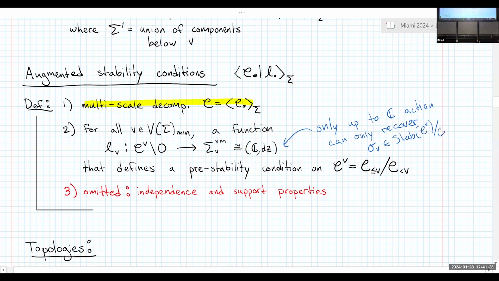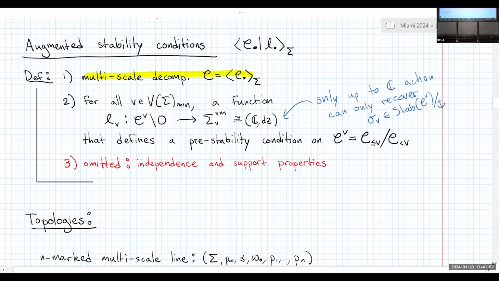Or up to the action of C by translation. So basically, the curve has a single marked point P infinity, but then each terminal component has infinitely many marked points. Every object in the category gives you a marked point on the terminal components. Okay. Are there any questions about this? So these are the objects that we're going to study.